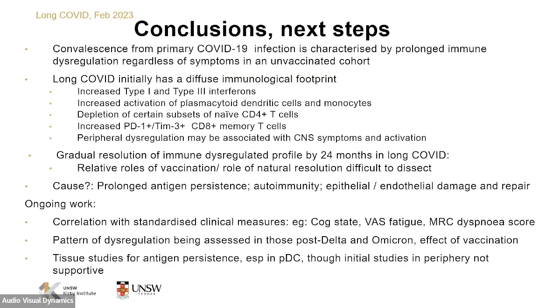At the moment, we're trying to collate these data against a bunch of studies that were done on these patients, including COG state, the VAS fatigue scale, and the MRC dyspnea score, to look to see if there's any correlation with the cytokine patterns. And we're reassessing the pattern of dysregulation in those post-Delta and post-Omicron, and also trying to account for the effect of vaccination in those populations.